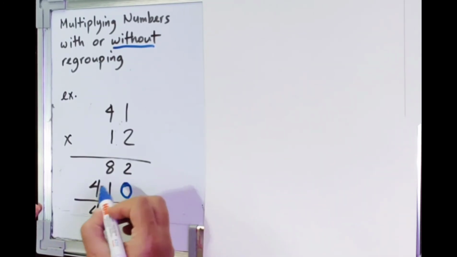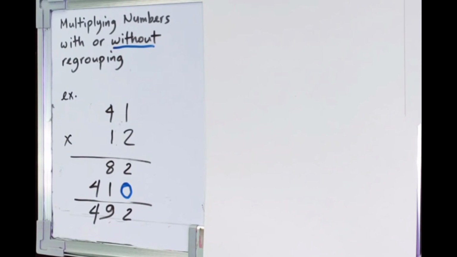So actually we have 0 here. So we're just adding these two numbers, 82 and 410. You may consider this also as a partial product and 410 as another partial product. So we add these two, we get 492.